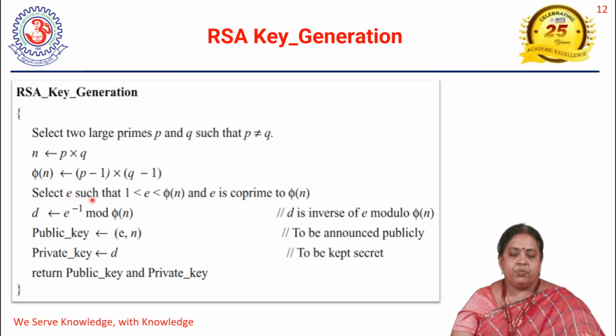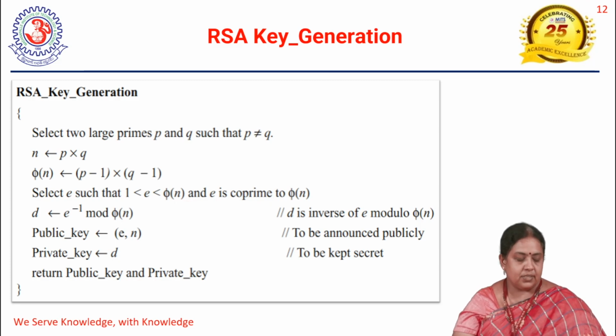This E should be in between 1 and phi of n, and this E should be co-prime with phi of n. That is, E and phi of n are relatively prime. Then we have to calculate d equal to E inverse mod phi of n. Then that is called the public and private key. The public key is E comma n, the private key is d, and that is the value we are going to return from the key generation algorithm.